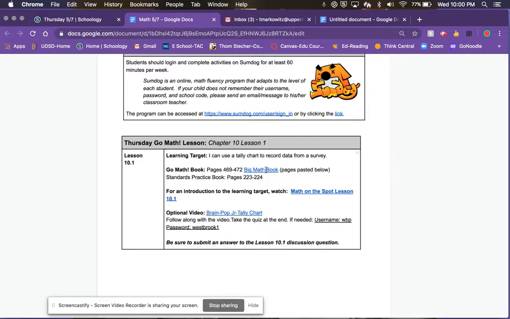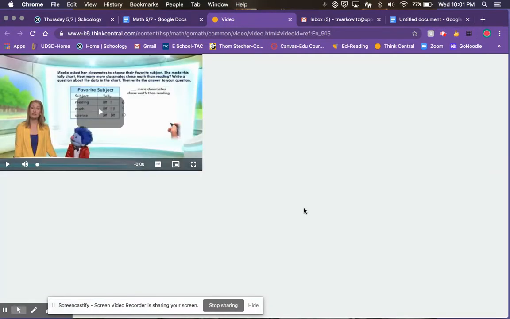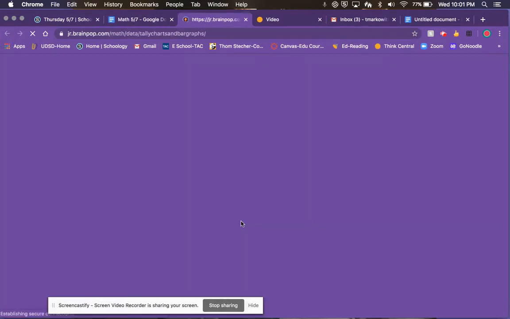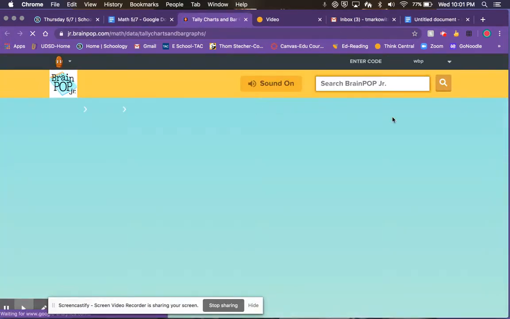If you don't have the big book and you can't get the pages to load, you should absolutely be doing the skinny book instead. If you can, awesome, please do both. All right, math on the spot, you click, it'll open up to the video, it'll talk to you about this lesson for today, okay? As well as another BrainPOP. Ooh, tallies with the BrainPOP today.